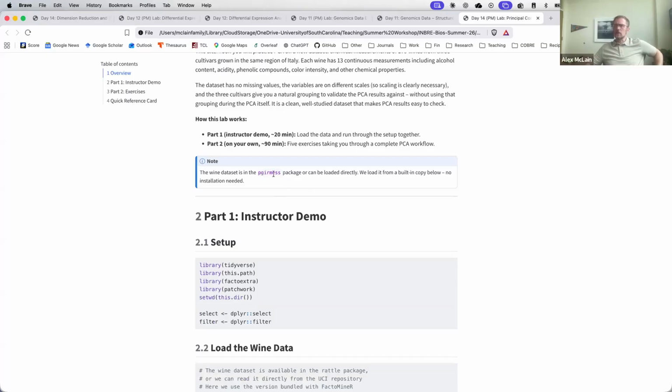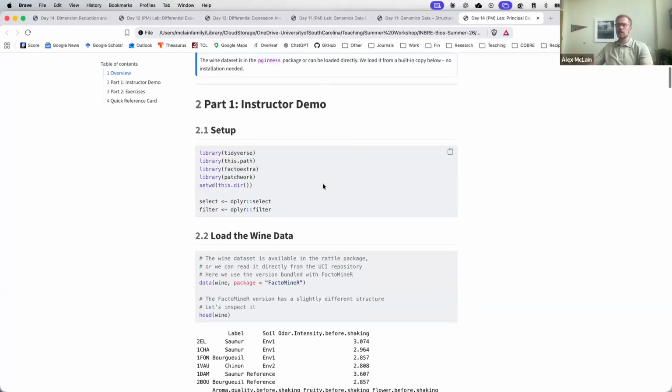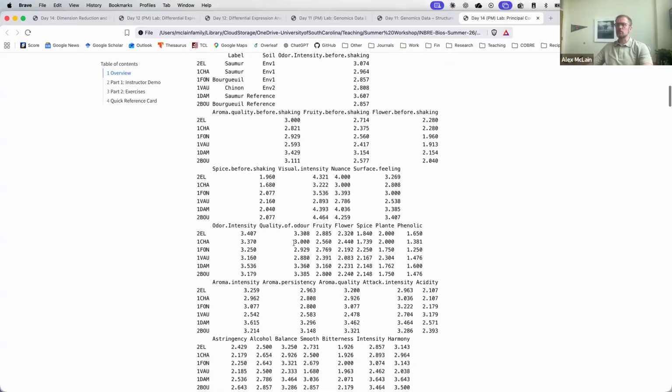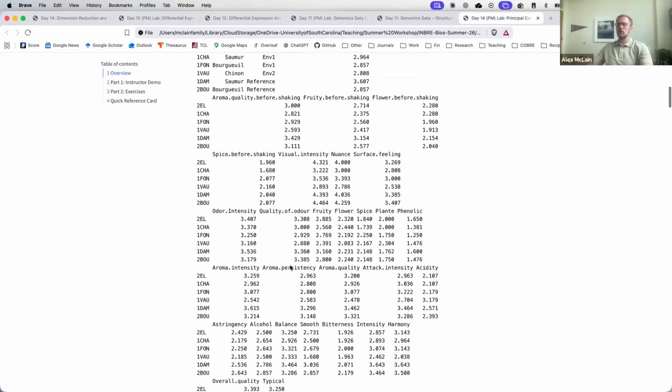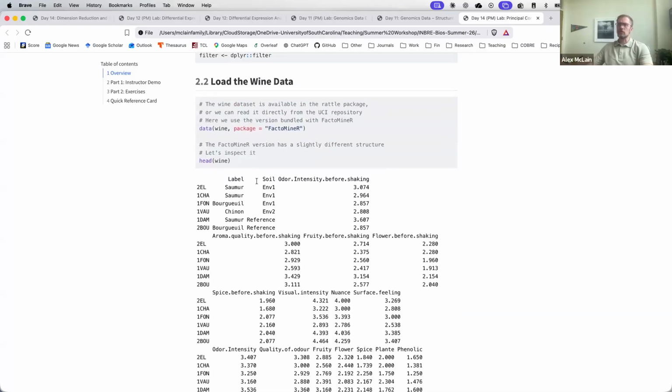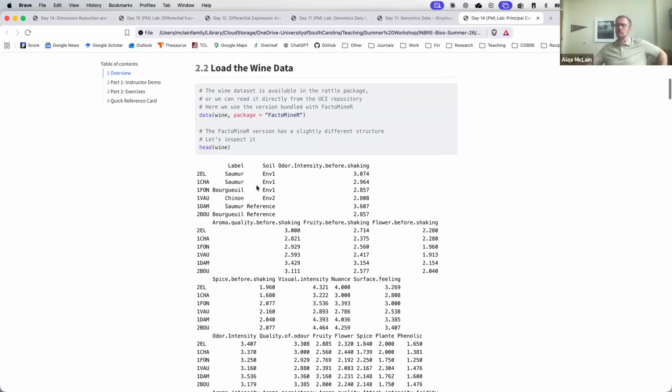The package, so if you don't have this, load this package up. Setting it up here, looking at the wines that we have and all the measurements from the wines. We have the soil here, and we have the label, which is the cultivator of the wine.